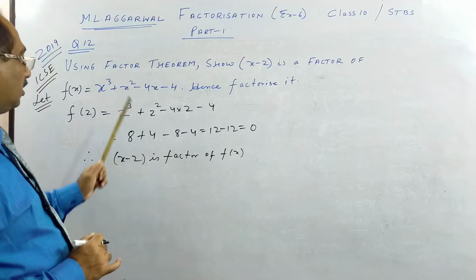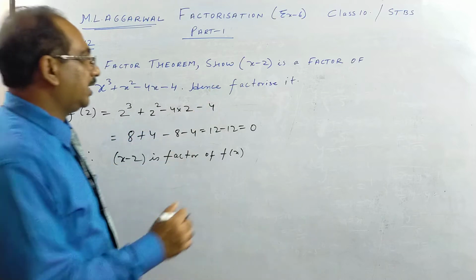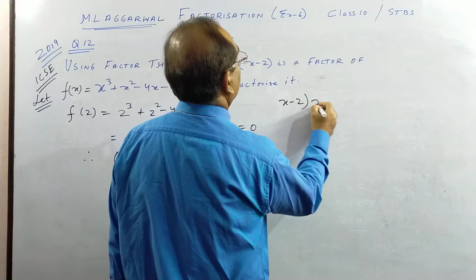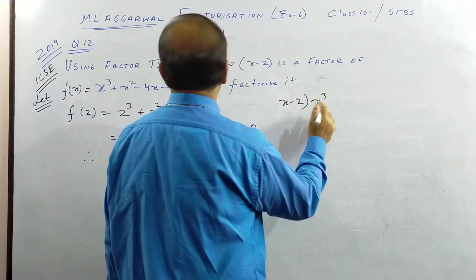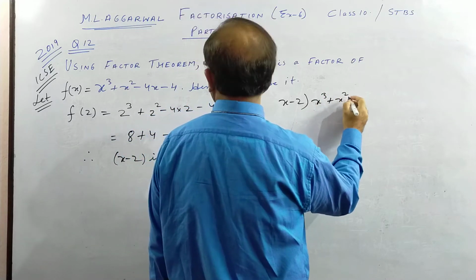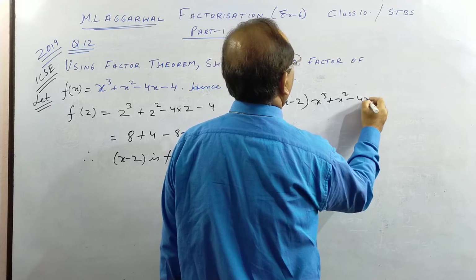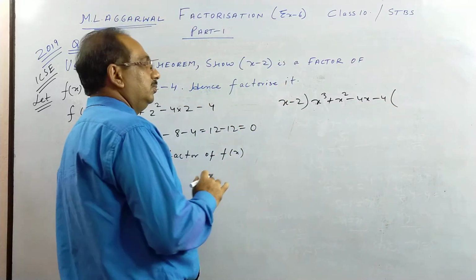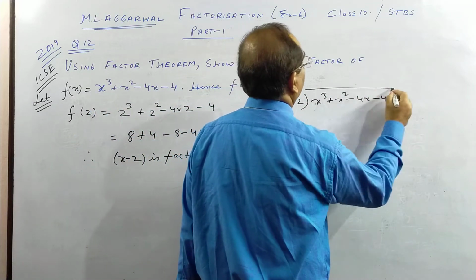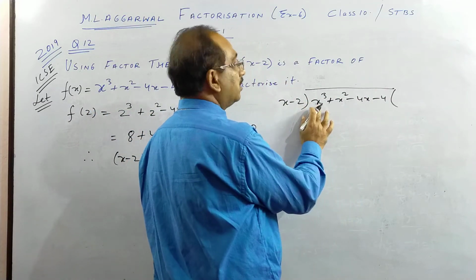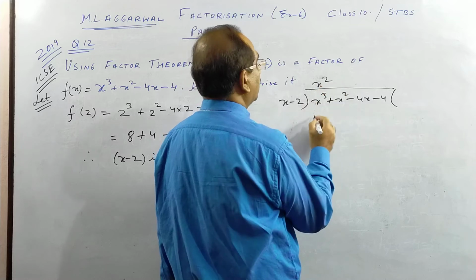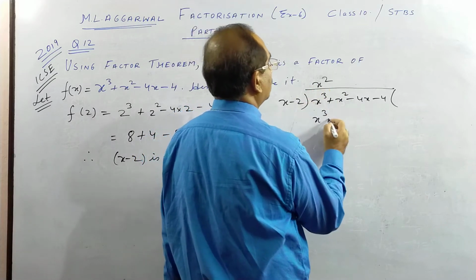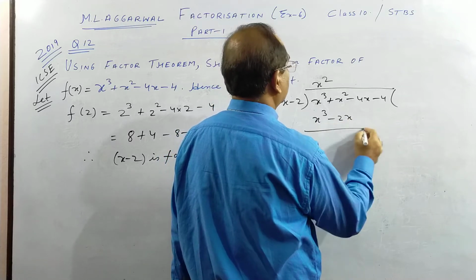Next we will divide this cubic equation by x minus 2, using the traditional method. We write x cube plus x square minus 4x minus 4. To make x equal to x cube we multiply by x square. So x square into x is x cube, and x square times minus 2 is minus 2x square.